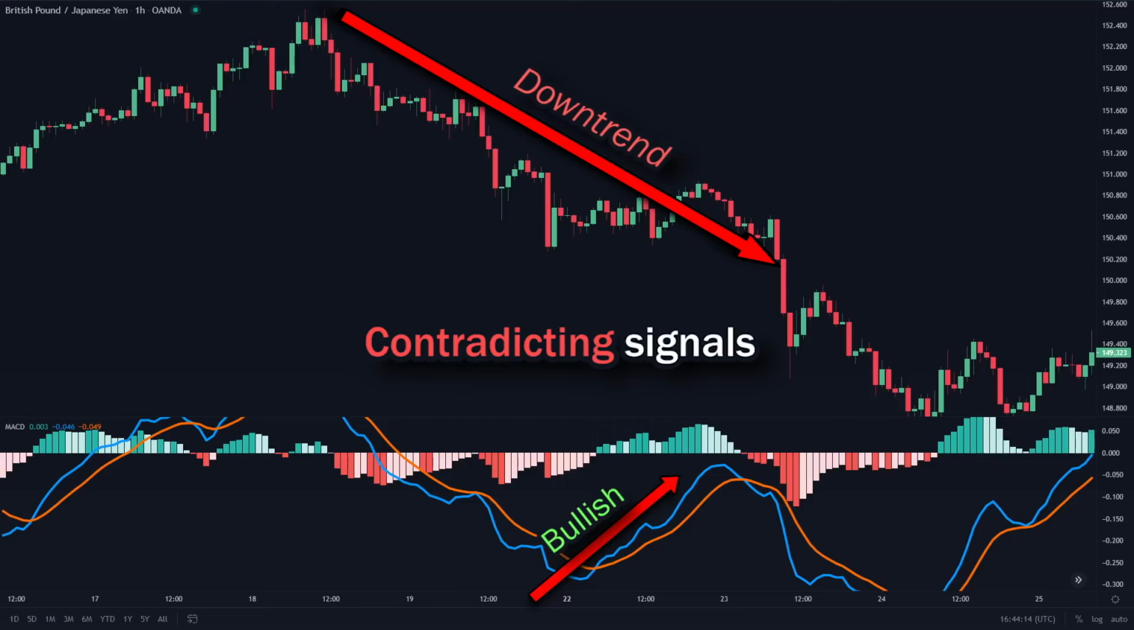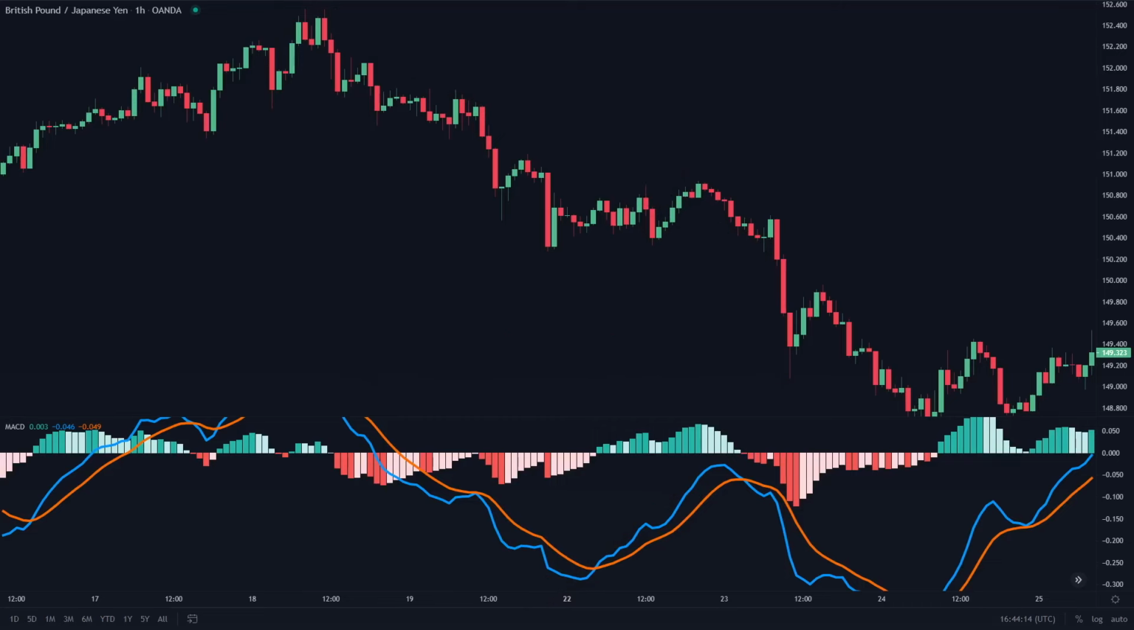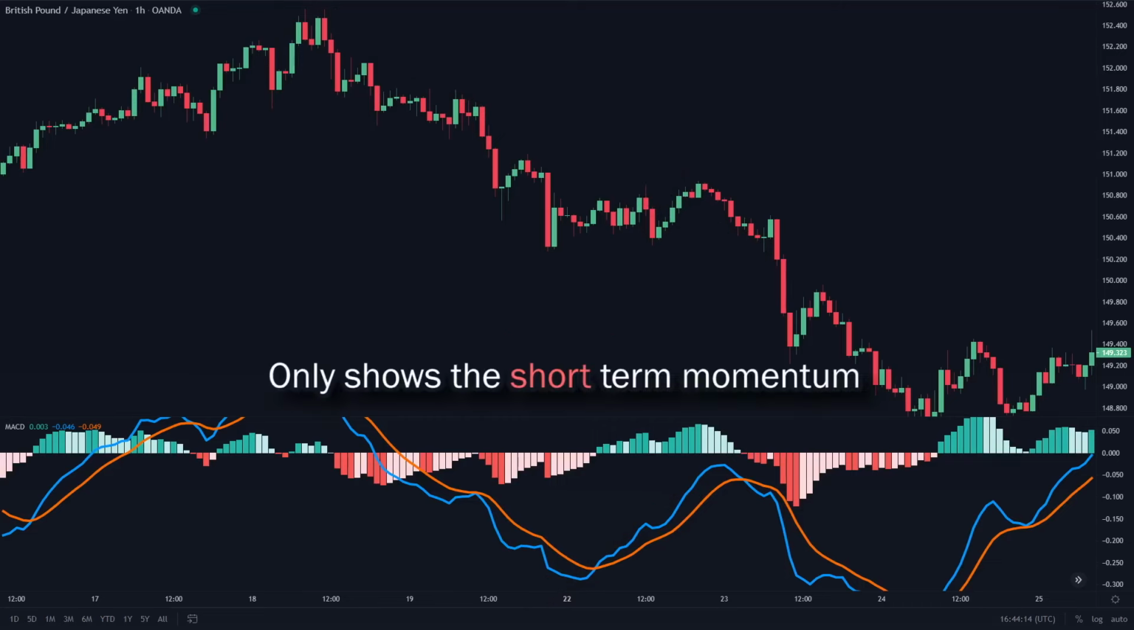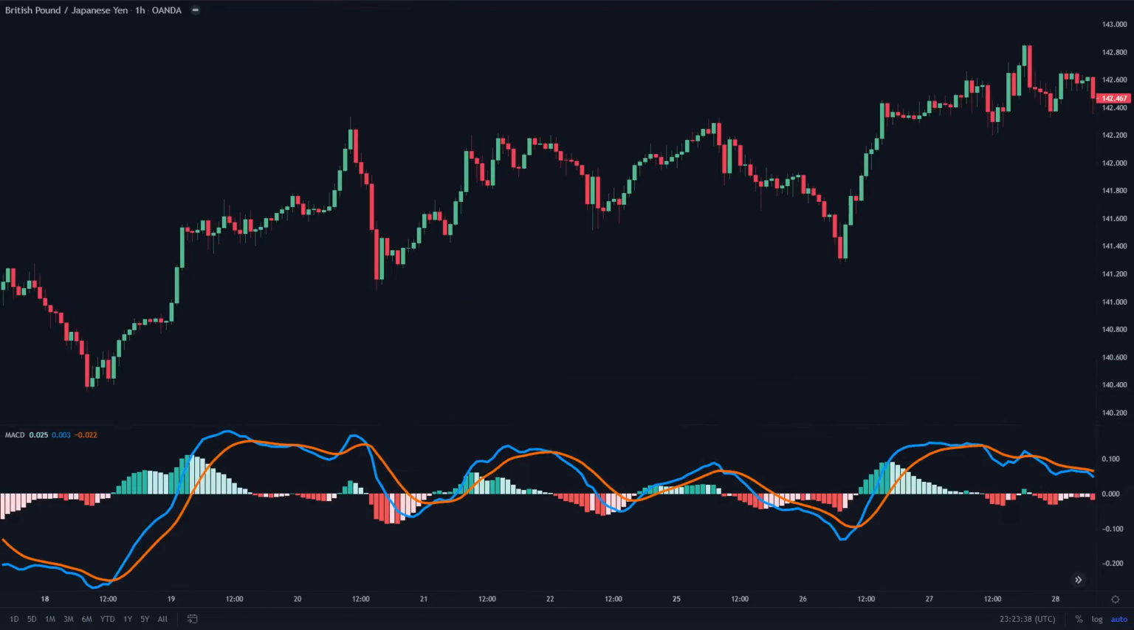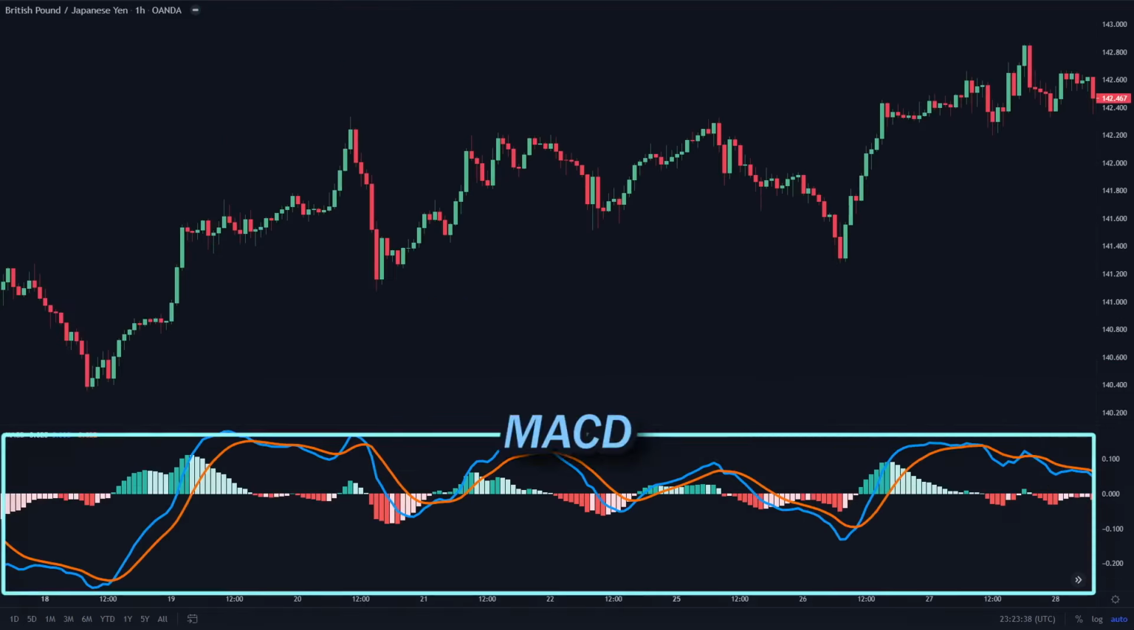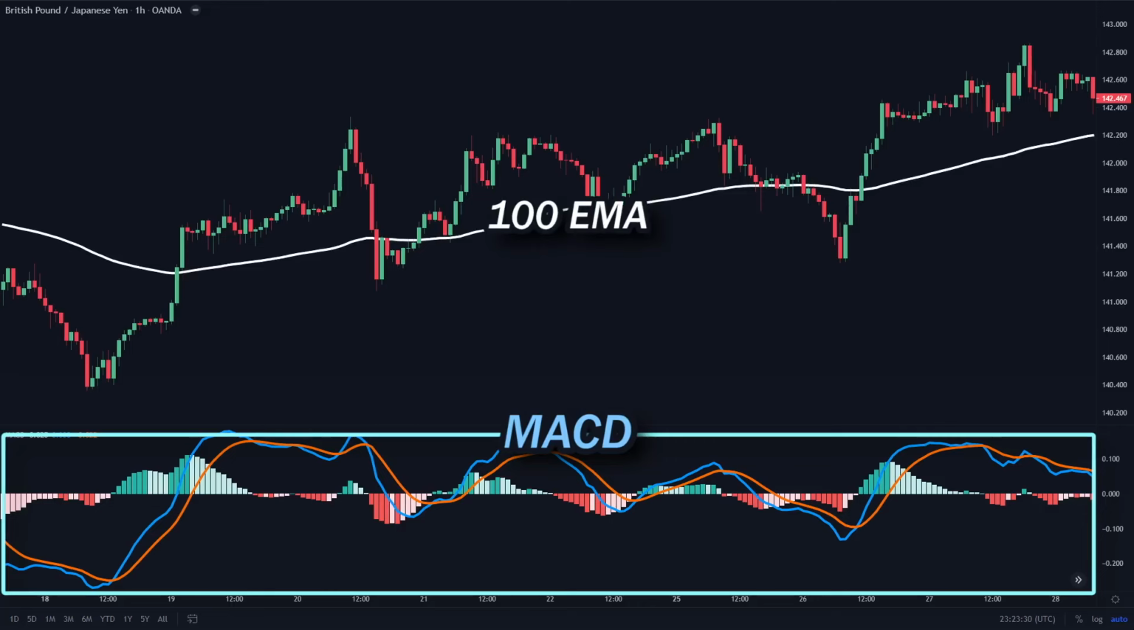This is exactly why you shouldn't use the MACD by itself, because what the MACD is showing us is only the short-term trend momentum. As traders, we also need to take the long-term trend into consideration because we never want to trade against a trend. A simple but high win rate strategy that I recommend for beginners is combining the MACD with a long-term trend indicator like the 100 EMA.